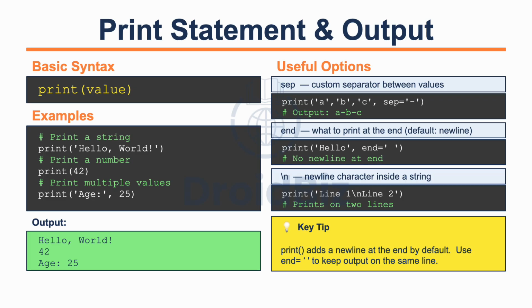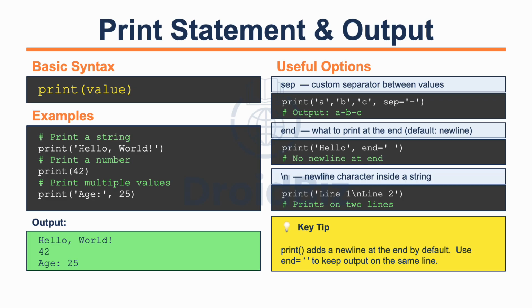Now, let us look at some useful options. The first is separator. By default, Python puts a space between multiple values. You can change this with sep. The second is end. By default, print adds a new line after the output. You can change this with end. For example, end equals a space in quotes will keep the next output on the same line.